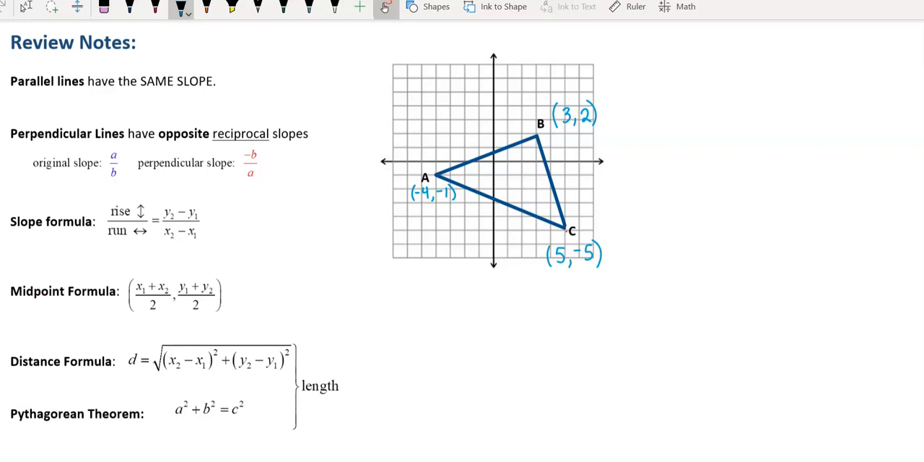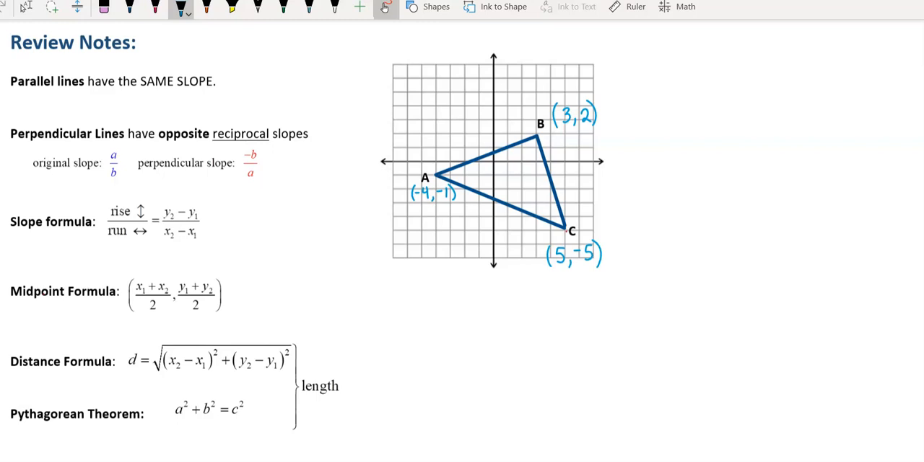Parallel lines have the same slope. Perpendicular lines have opposite reciprocal slopes. The slope formula is rise over run. So you're going to do y2 minus y1 over x2 minus x1. The midpoint formula, we just average the x's and average the y's.